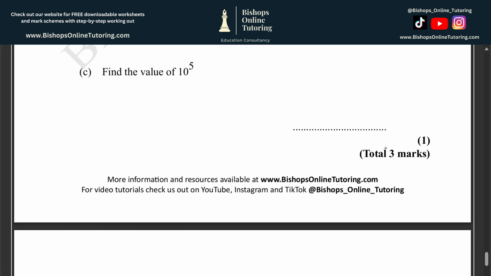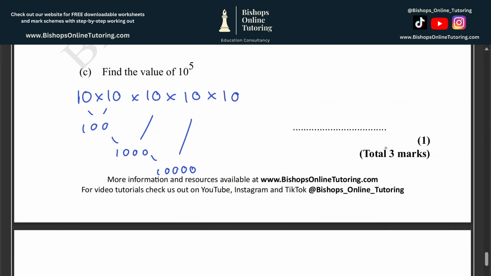Okay, find the value of 10 to the power of 5. 10 to the power of 5 is 10 times by 10 times by 10 times by 10 times by 10. So 10 times by 10 is 100. 100 times by 10 is 1,000. 1,000 times by 10 is 10,000. And 10,000 times by 10 is 100,000. So 100,000 is the value of 10 to the power of 5.